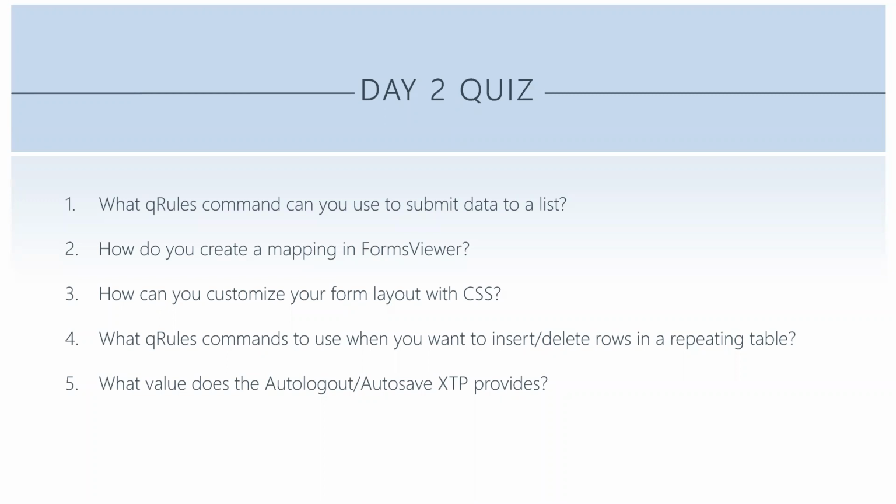Yeah, we have a new functionality added in FormsViewer, this SharePoint list mapping tab, where you can add multiple mappings to different SharePoint lists. You can add a parent mapping as well as child mappings under that parent. So when you use that SharePoint list mappings tab, it will inject a mapping XML in your forms, and that will be used by the QRules commands to map data to your lists.